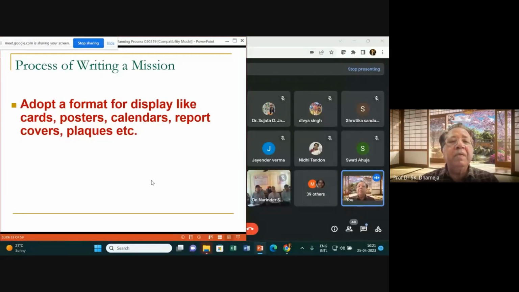Adopt a format for display like cards, posters, calendars, report covers, plaques, etc. For displaying, you can see the vision and the mission being displayed at different places of an institution.